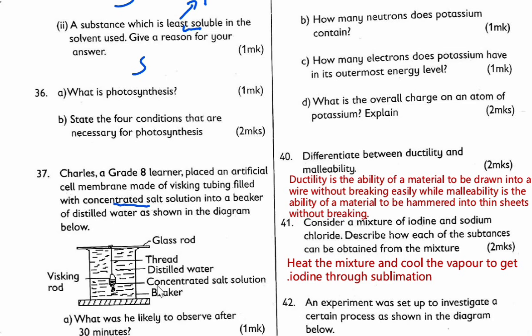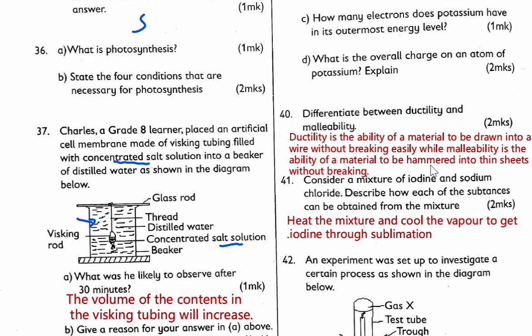Because inside we have concentrated salt solution and outside we have distilled water, and you know that osmosis is the movement of water molecules from a region of high concentration to a region of low concentration. So outside here, water is highly concentrated. What about inside? Because we have salt solution, which is more concentrated, the concentration of water here is less. And therefore, more water will move into the visking tubing. Therefore, the volume of the contents in the visking tubing will increase.